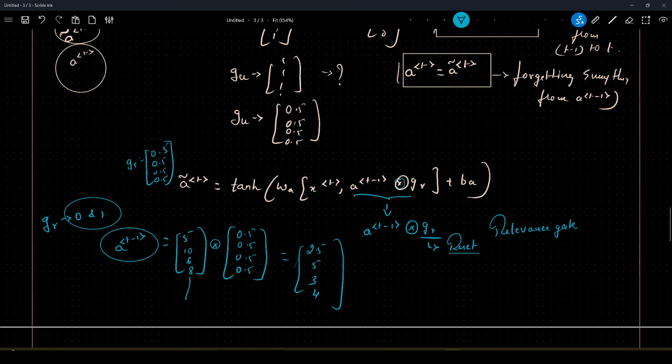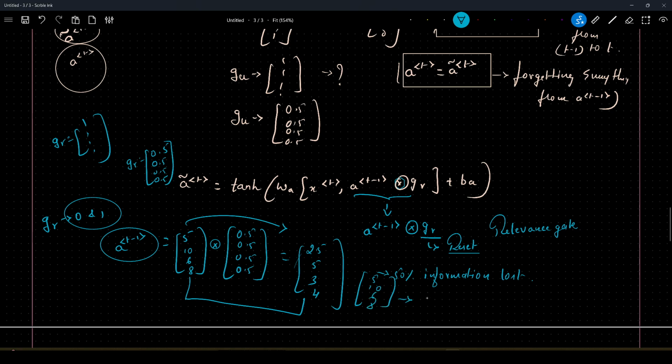If you compare it with AT minus 1, we are losing about 50% of the information, which we think, or at least GRU thinks, is not important. At this particular step, 50% of the information is lost. If GR is a vector of all ones, we are not losing anything. We are carrying this as it is. So the output of this will again be 5, 10, 6, 8.